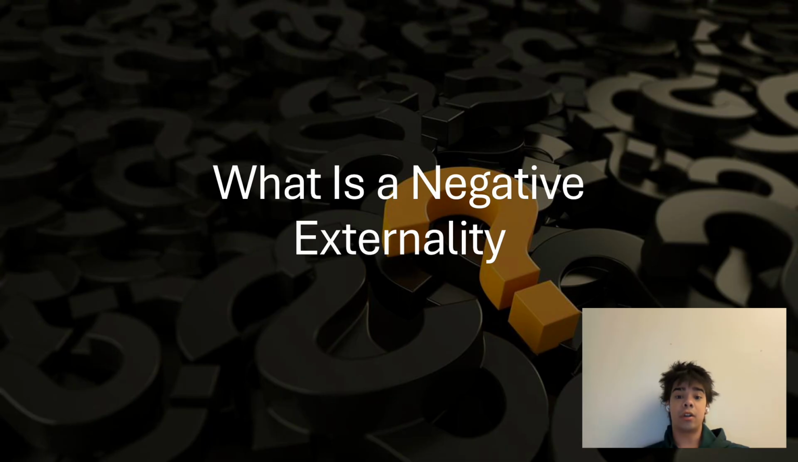An externality occurs when a transaction between a buyer and a seller affects a third party who is not directly involved in the exchange. If that third party experiences a cost, it's called a negative externality. And if they experience a benefit, it's called a positive externality. Today I'll be focusing on negative externalities.